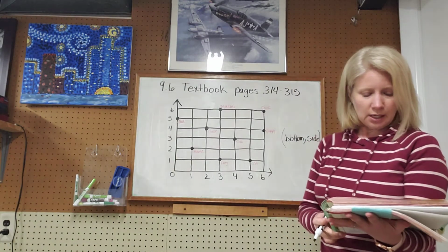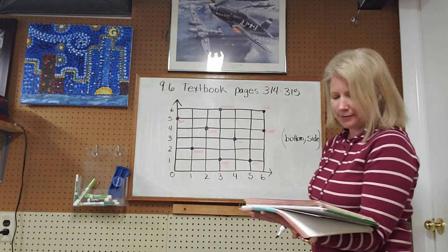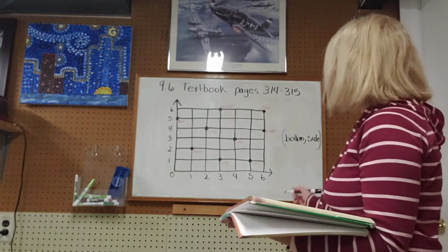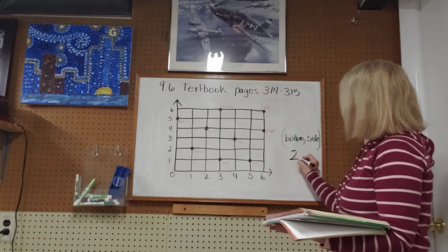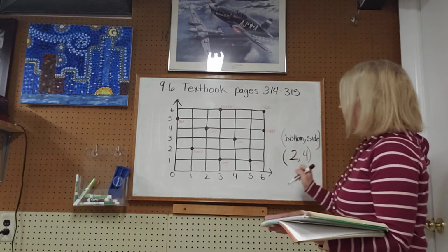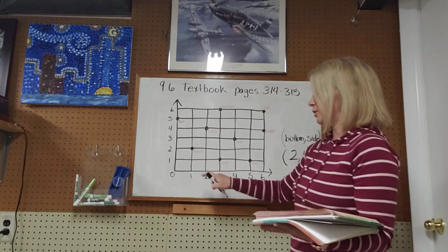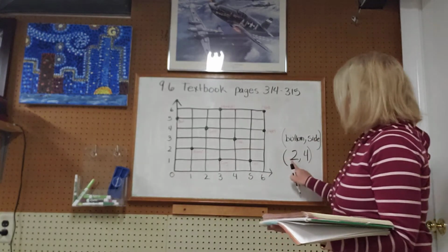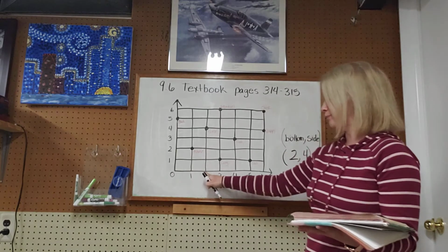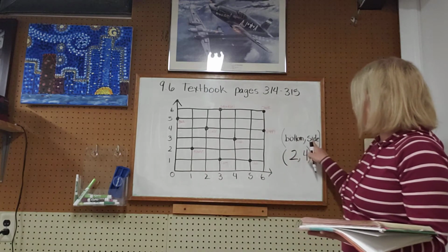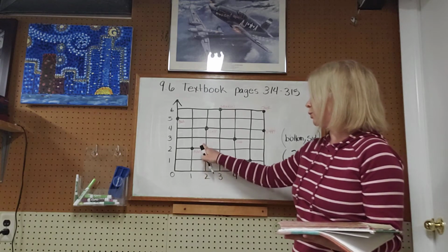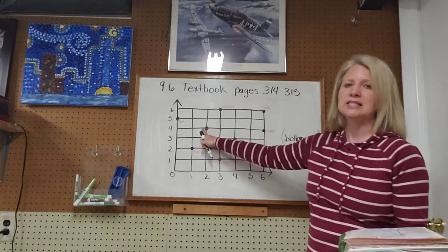Okay, so let's look at number 1. It says use the graph to answer each question. What animal is at 2 and 4? So it wants to know 2, 4. Okay, so we don't just go to 2 and say, oh, there's no animal there. So when we see this, remember that first one is our bottom line, so we go over 2. Then we have to go up the side 4. 1, 2, 3, 4. And then we find a spot.